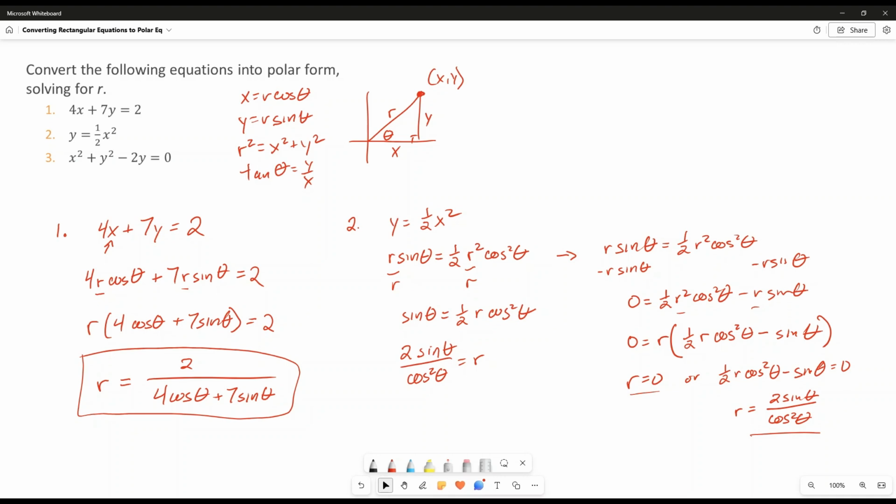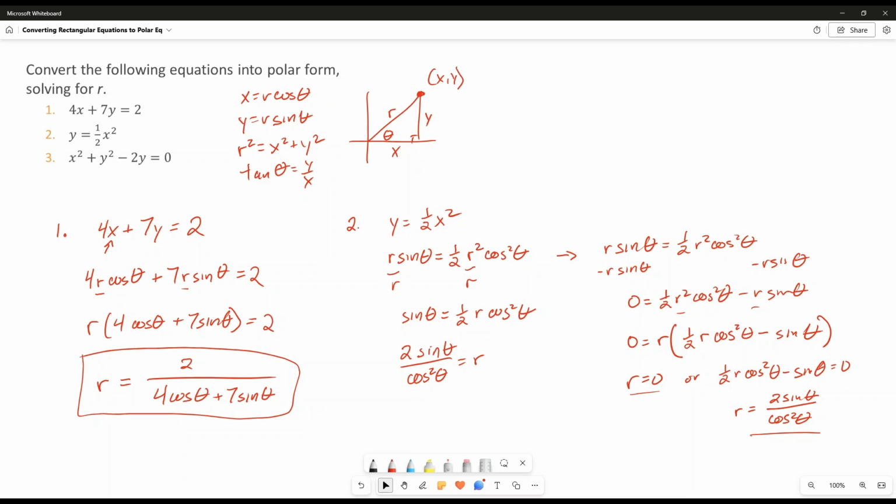Most of the time, we just ignore this r equals 0 solution. There are various reasons why. It depends on the context that you're talking about. Usually most textbooks just ignore that, and so they would just say that r equals 2 sine theta over cosine squared theta would be the correct equation.